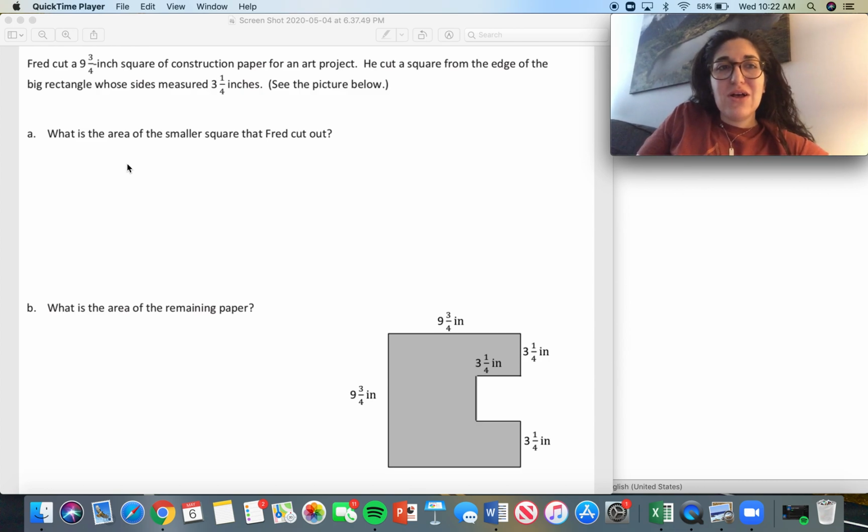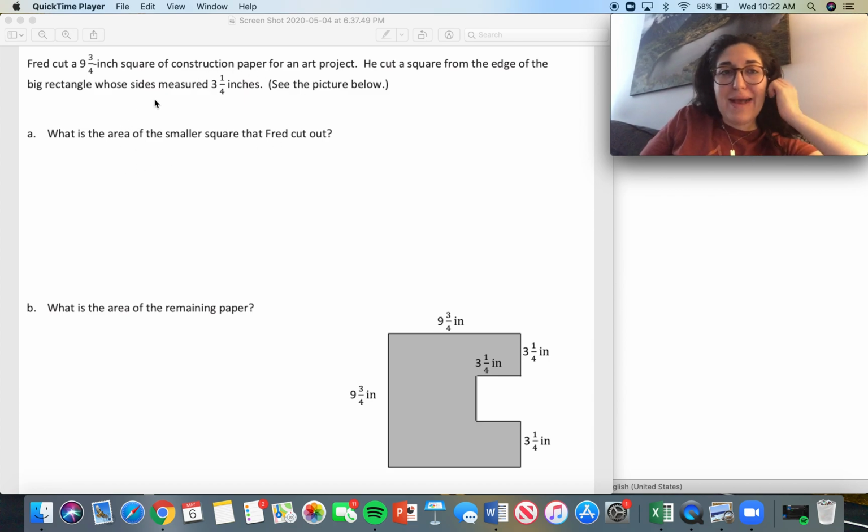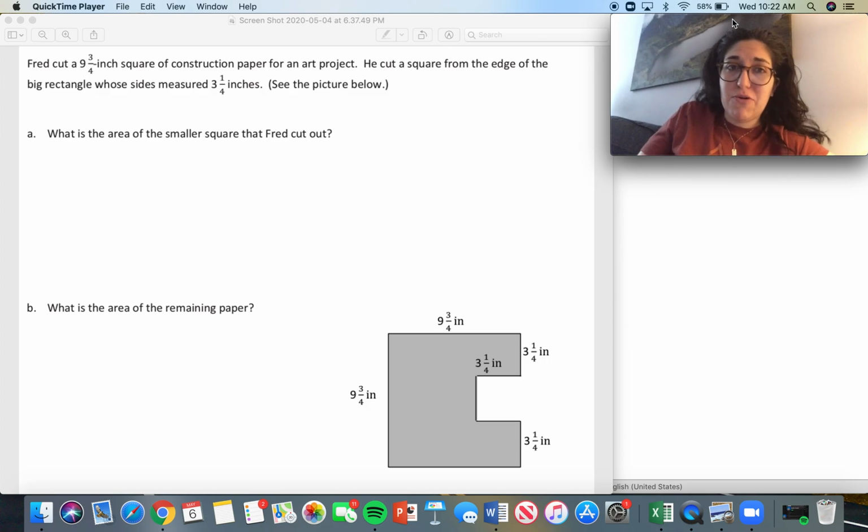So this is the concept development for math for Wednesday, and it's actually kind of a long concept, so I'm going to split it into two parts, all right? So what we're going to do is we're going to read this story, we're going to talk about it, we're going to figure out first how to solve part A and then how to solve part B. Part B will be a separate video, all right?